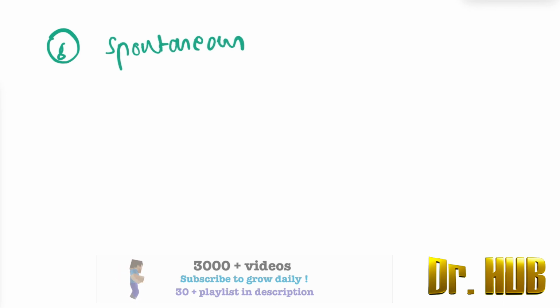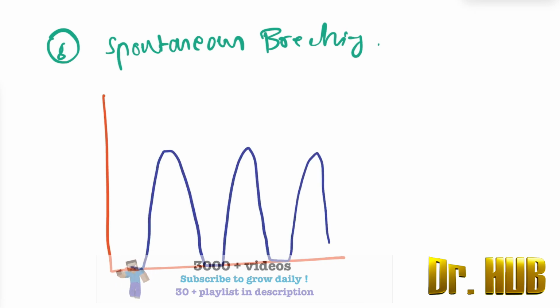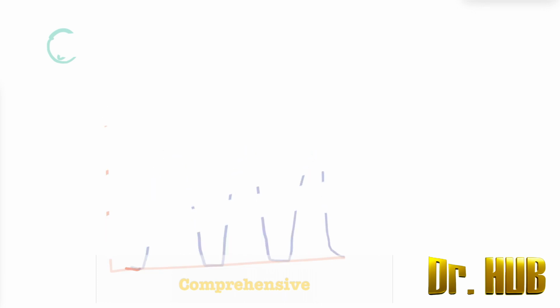Then we move on to spontaneous breathing. We have seen 7, so this will be number 8. Spontaneous breathing is also very easy to identify. We have the time on the x-axis and the expired CO2 on the y-axis. This is nothing but multiple peaks. There's a peak here, then again a peak, then again a peak, and all of them have the same amplitude. So this is spontaneous breathing, number 8.